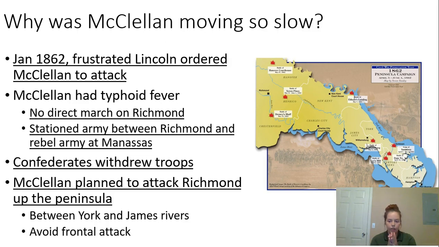So you've got the Confederate troops in between who start to withdraw, and McClellan at this point plans to attack Richmond by going up the peninsula. And with this, he'll be in between two rivers, and it will avoid him doing a frontal attack. So with this, he's able to preserve his army, not lose as many lives.